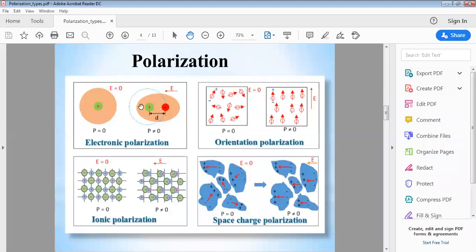Okay, so again, now what are you seeing? Polarization. There are 4 parts, right? 4 polarization. Yes, okay, sir.